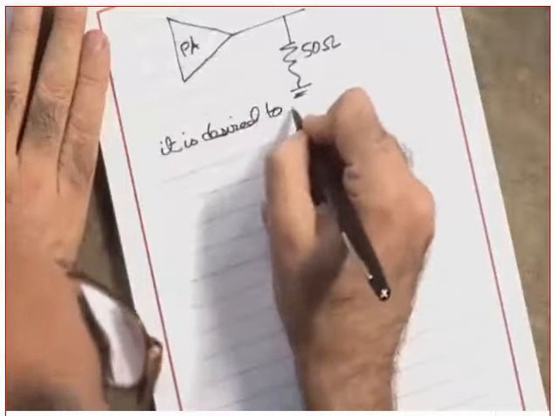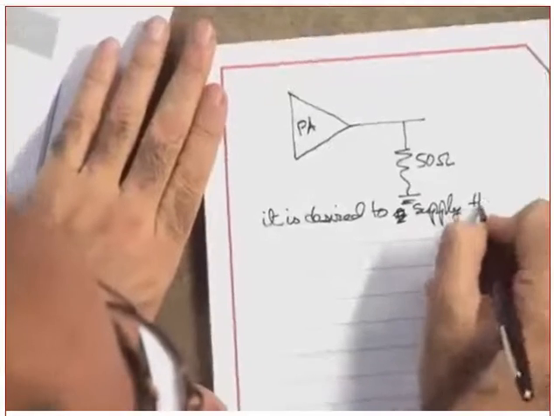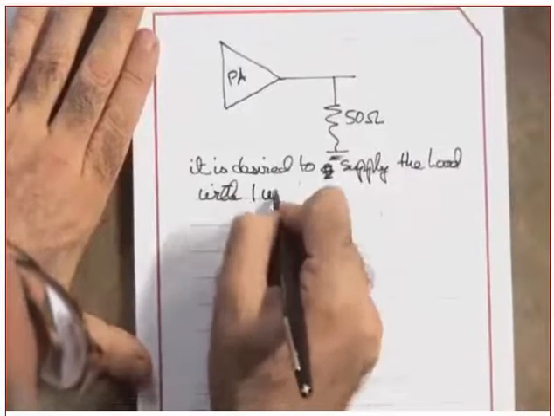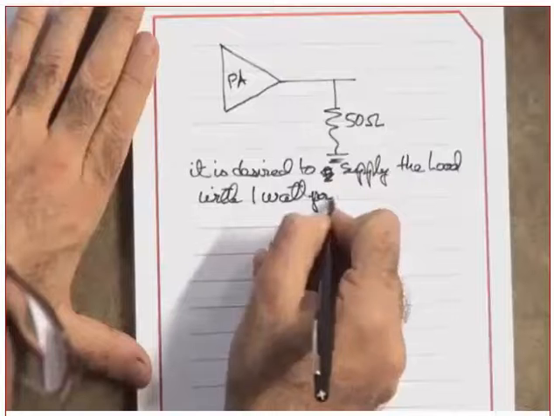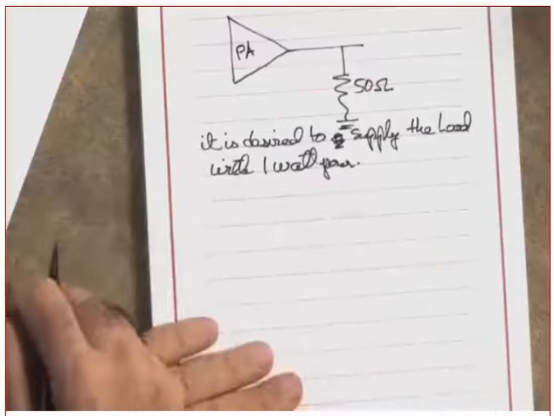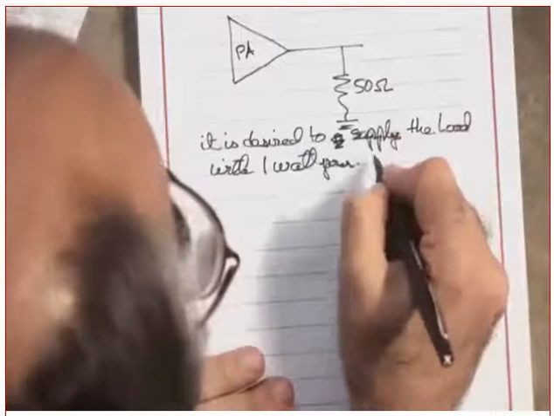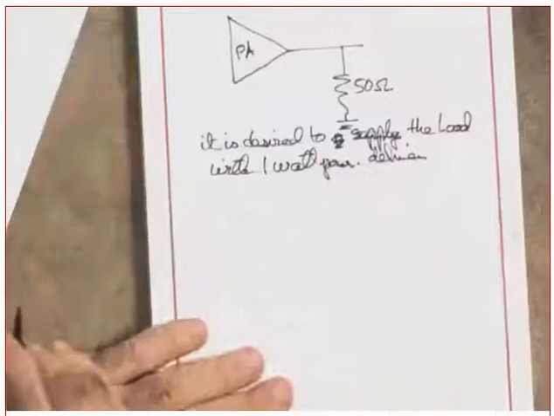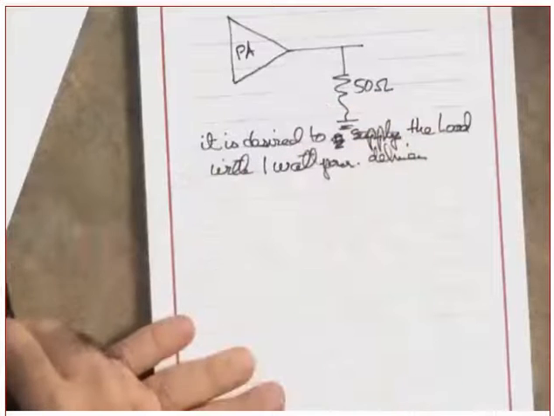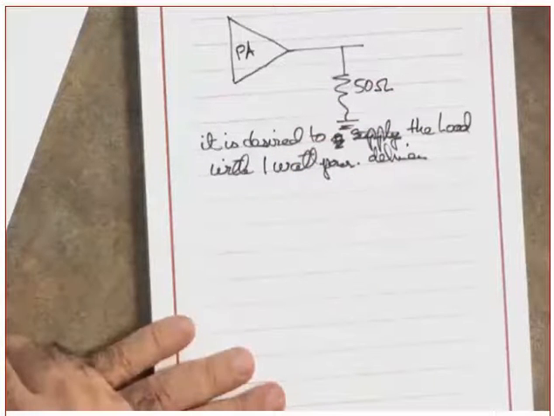Okay, and let's assume it is desired to provide or to supply the load with 1 watt power. So the power is 1 watt. I want to deliver, not supply, deliver the load with 1 watt. Help me. What should the voltage be across the 50 ohm?